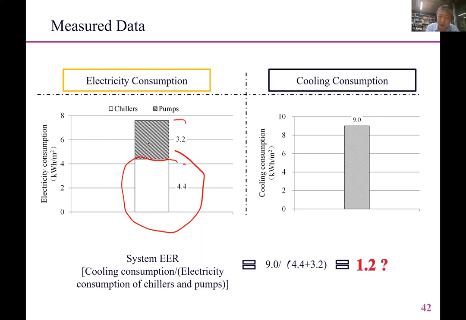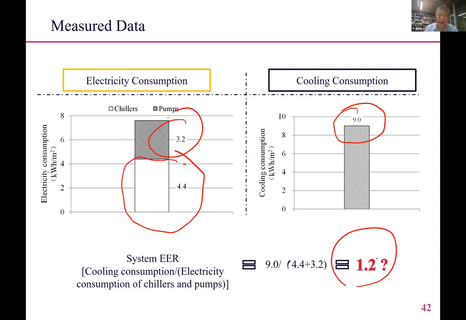But then the pumps consume almost the same. The chilled water produces cooling of only 9 kilowatt hours per square meter. Then you take 9 divided by the energy, and the COP is just 1.2. That's too small. Normally with this system we can do 3 or 4. That's the minimum. But in this case, only 1.2.